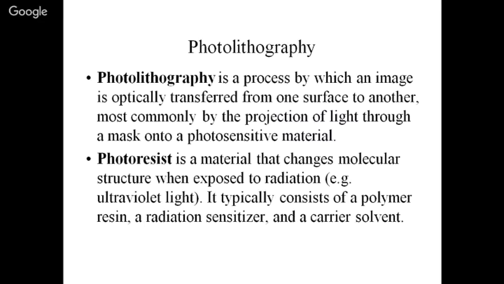It is typically a polymer resin, radiation sensitizer, and sometimes a carrier solvent. These are also very sensitive and change their molecular structure when exposed to radiation. Only that type of material can be used for photolithography operations, by which an image is optically transferred from the surface. So these are really high-level, most advanced processes.